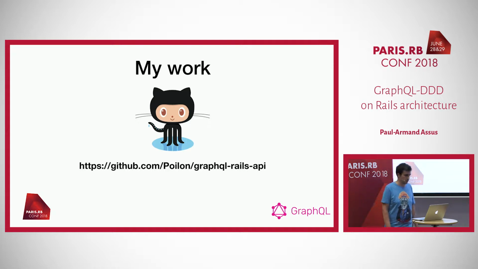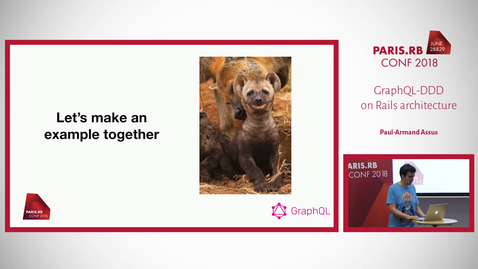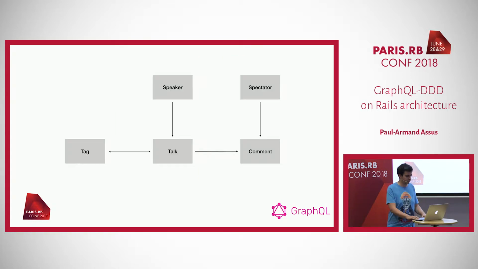And it works. I think I can go into detail, but the best way for me to explain how it works is through an example. So let's make an example together. As it's my first big conference in English, I want to have some feedback, for example. So here we have some speakers that have many talks, some spectators, and they can put comments on the talks. And to sort the talks, you can sort them by tag. This is really a simple API that I want to build.